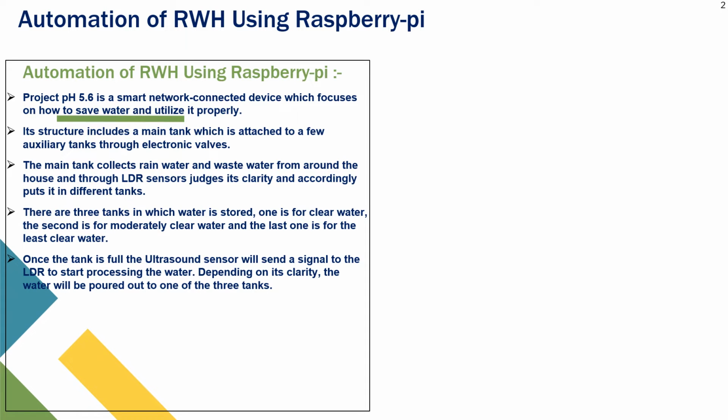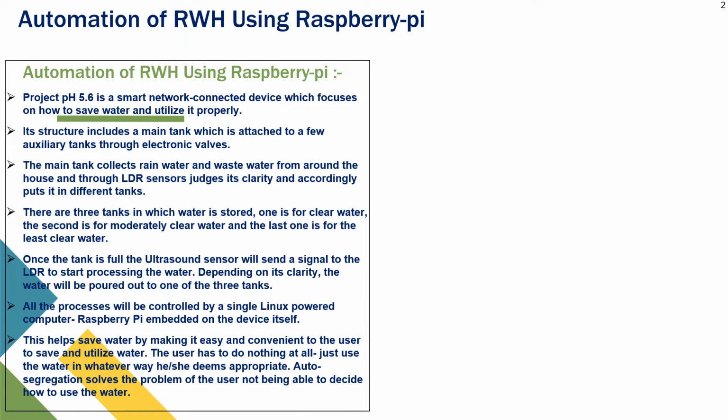After the process, it will be controlled by a single Linux powered control Raspberry Pi embedded on the device itself. This helps to save water by making it easy and convenient for the user to save and utilize the water. The user has to do nothing at all, just use the water in whatever way he or she deems appropriate. Auto segregation solves the problem of the user not being able to decide how to use water.